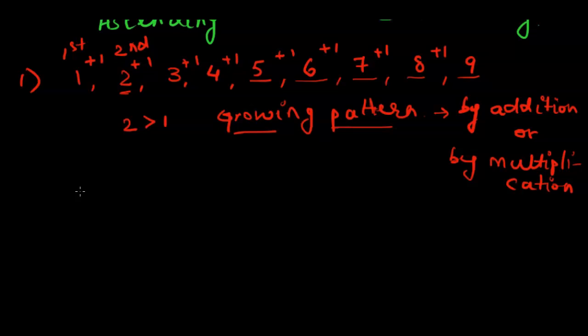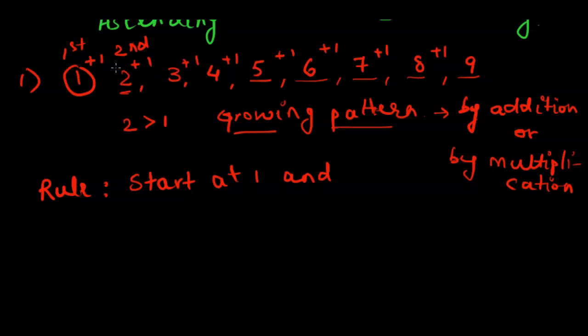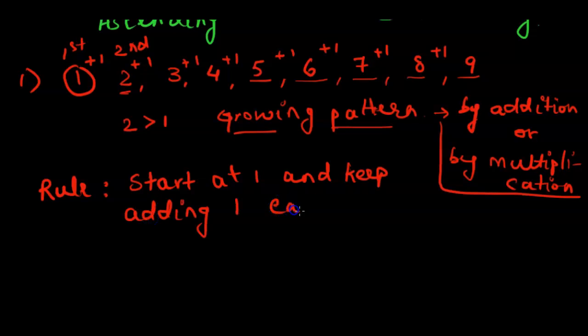So no matter how many blanks we were given, we would be able to fill up all those blanks using this pattern. If the question also wants you to write the pattern rule, we would always write the start number. So we would say start at 1, and then keep adding 1 each time. This was a very easy example of a growing pattern.